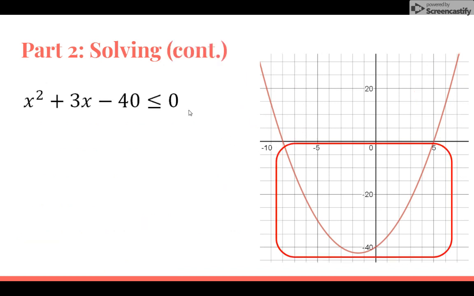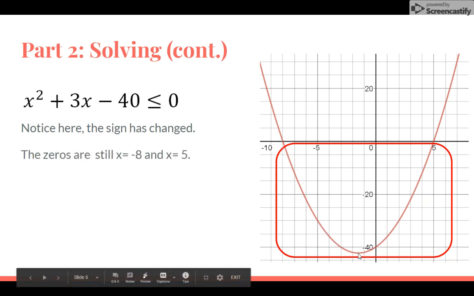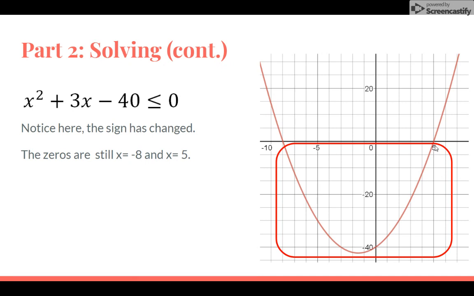Now, of course, we have to consider what happens when it's less than. And to make this video simpler, I just used the same parabola. So the zeros are going to be in the same spot, okay? But we've changed the sign. So now we're looking for where it's less than or equal to 0, which, as you can see, is going to be this range down here. So the zeros are still at -8 and +5. I haven't changed the equation, but now I'm looking at a different spot in the graph to make it true.